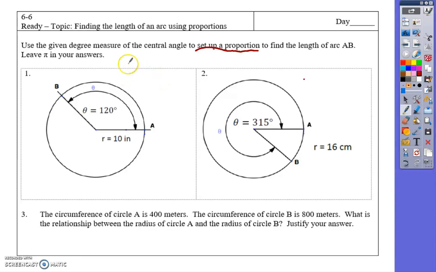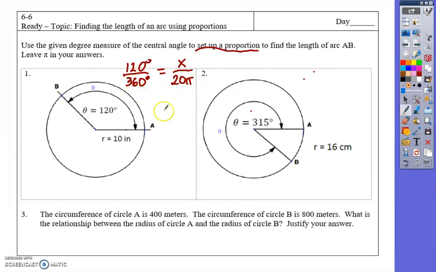So our first fraction will be the central angle over the whole circle, and that's equal to what we're trying to find, the piece, the arc length, over the circumference of the circle. So since this circle has a radius of 10 inches, our circumference is 20 pi. And so basically, this is our proportion that we set up. It's always the central angle over the whole circle, and that's equal to the arc length divided by the circumference.